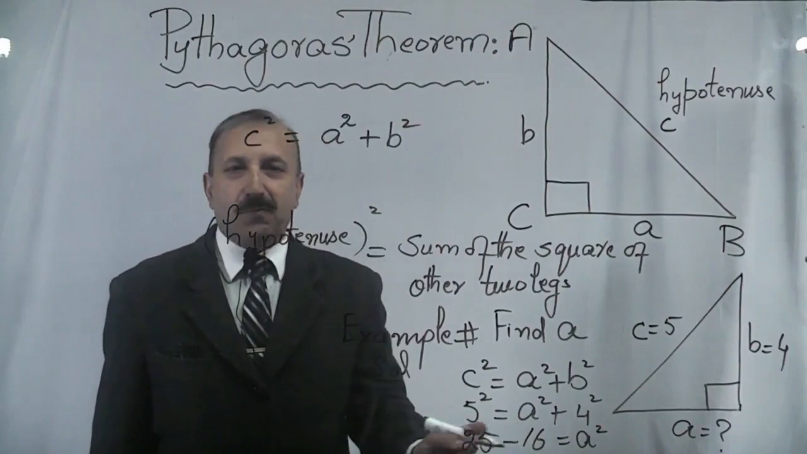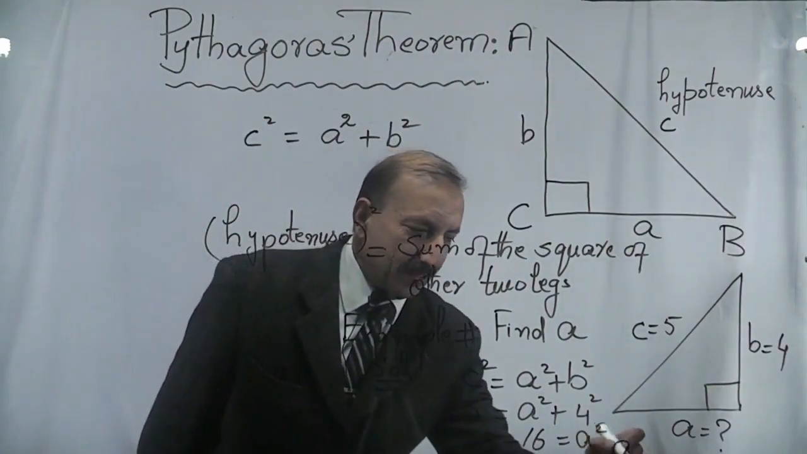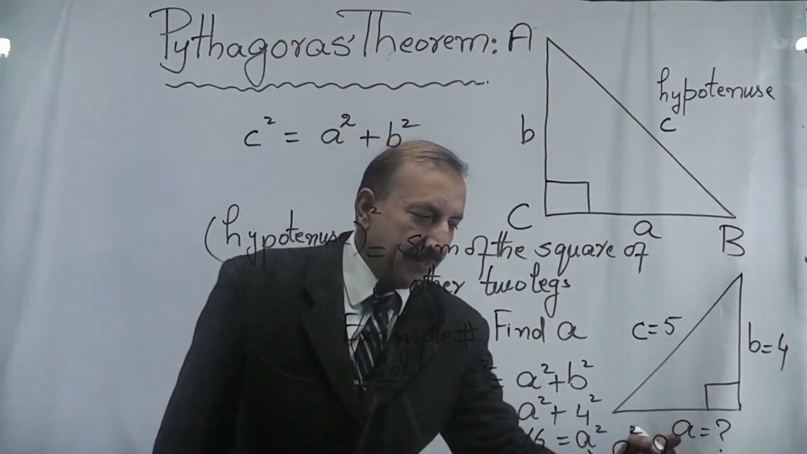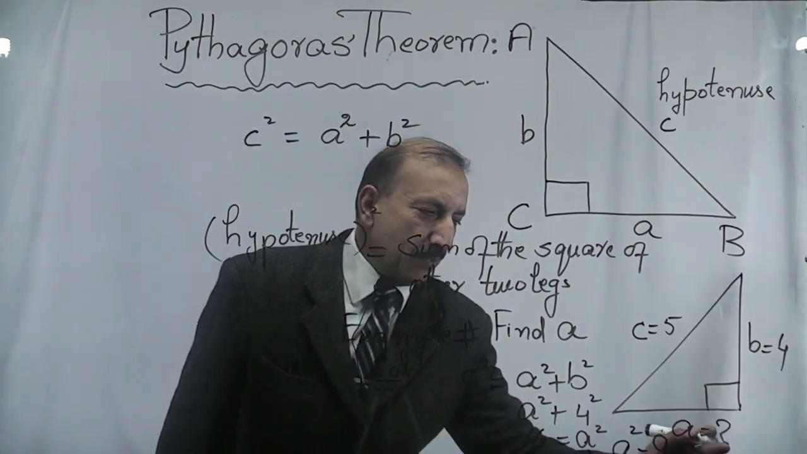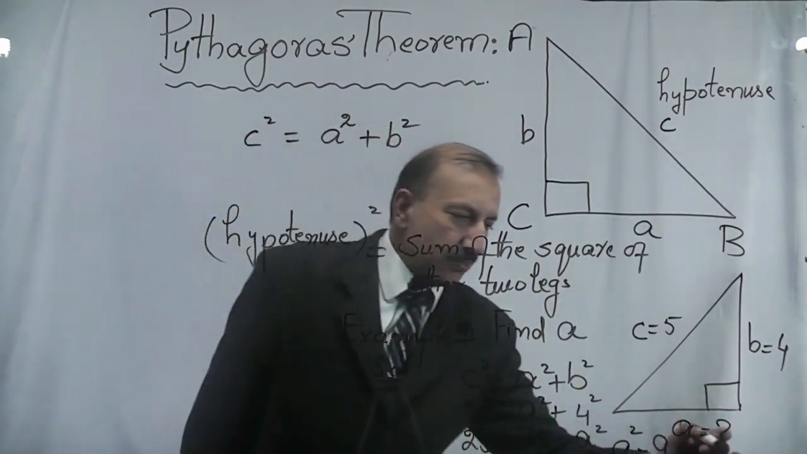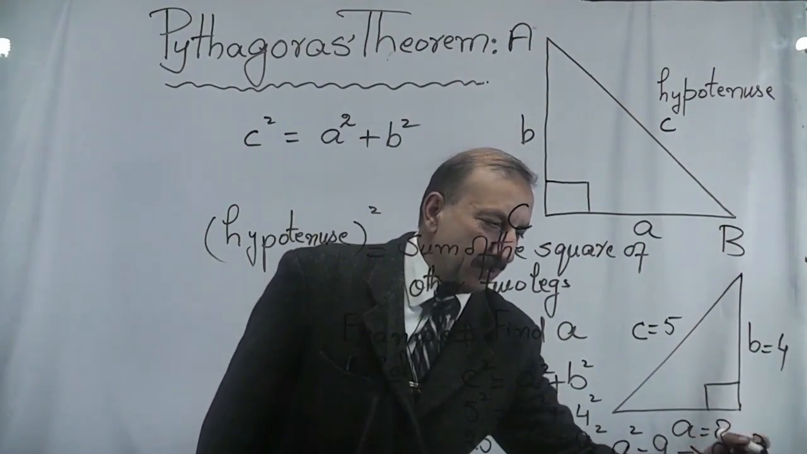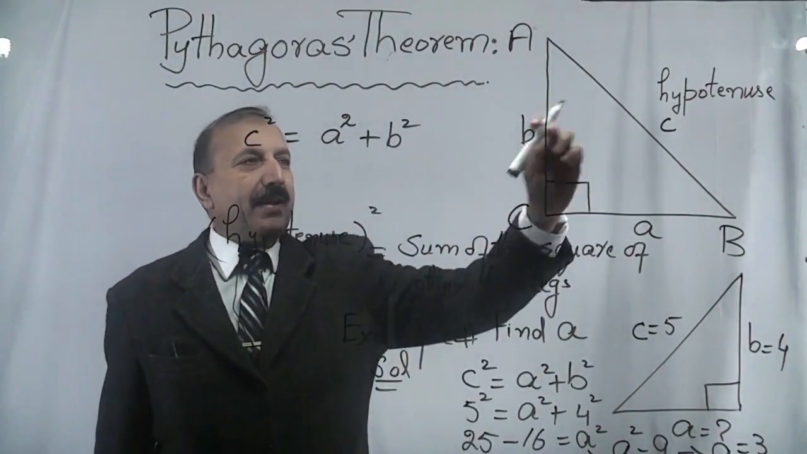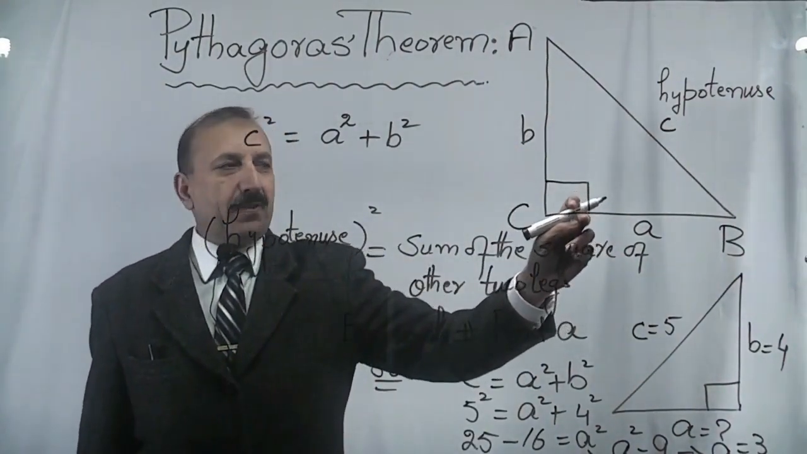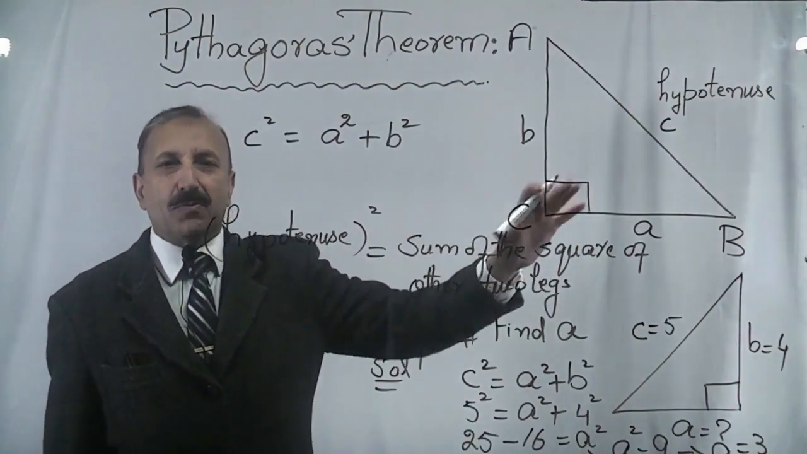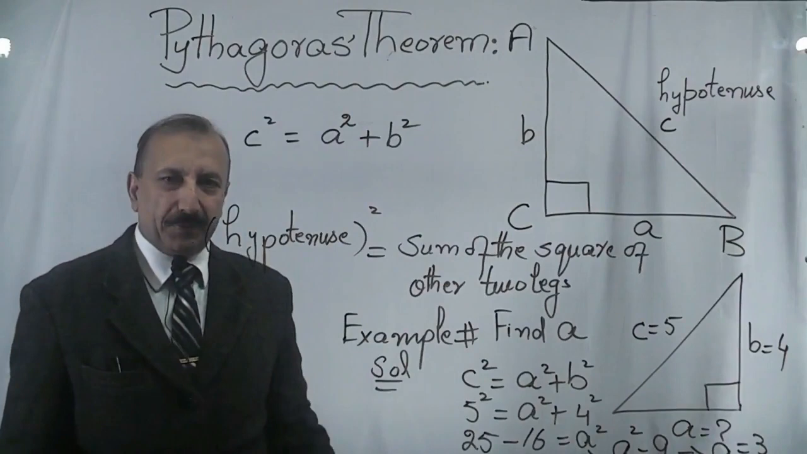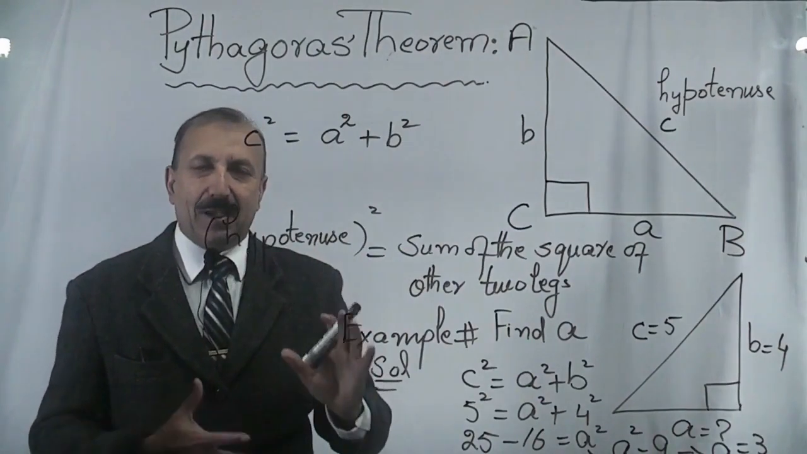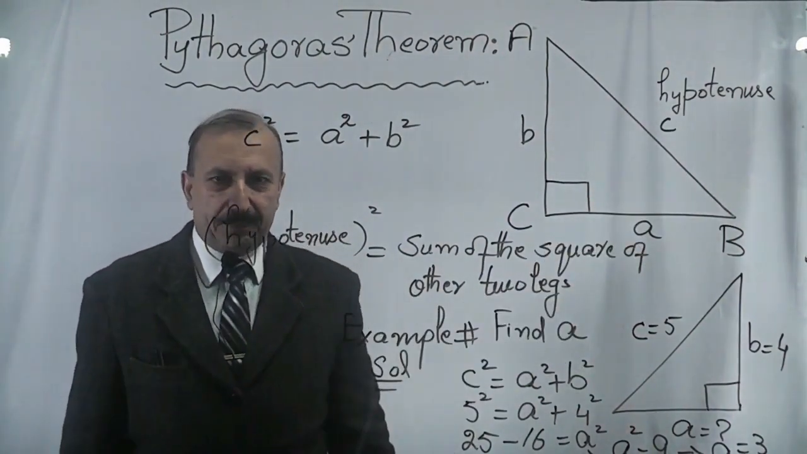Now let's subtract 16 from 25. We will get A squared equals 9, which implies, taking the square root on both sides, that A is equal to 3. So in this way we can find any unknown side given in any right angle triangle. When the rest of the two sides are given, we can find its value. This is what Pythagoras theorem is assisting us, helping us to do in any right angle triangle.